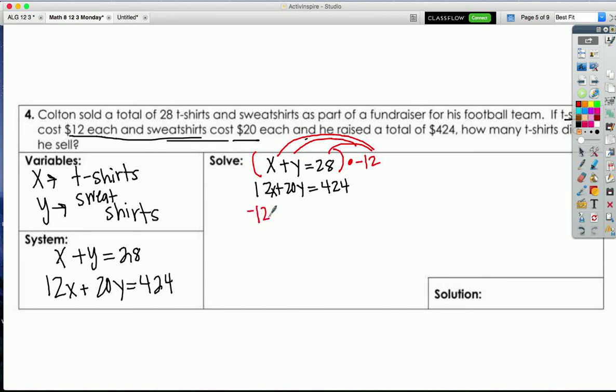So we got negative 12x minus 12y equals, in your calculators, we need to figure out what negative 12 times 28 is. Negative what? Sorry. Negative 336. Okay.